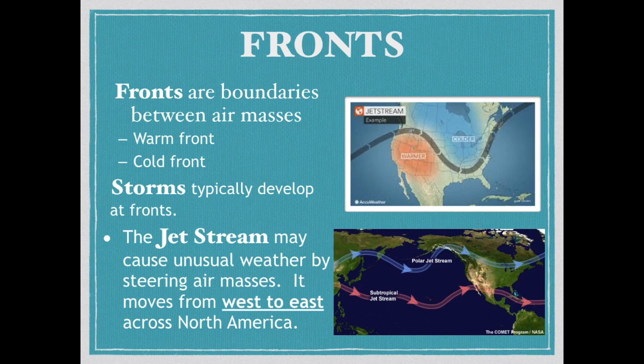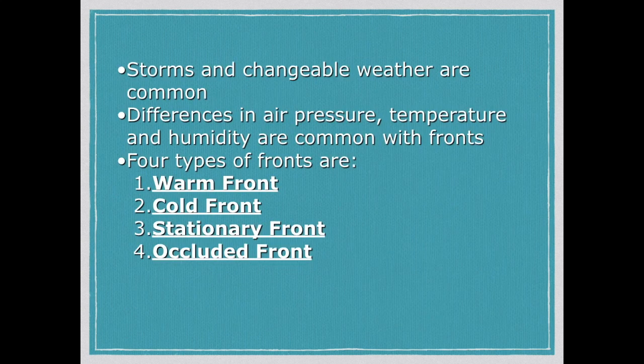Now, storms usually develop at a front when warm and cold hit. Now, the jet stream. This we learned already that the jet stream primarily is at the stratosphere, and the jet stream usually moves across the United States from the west to the east. Okay, there can be a polar and also a subtropical jet stream. Now we're going to talk about the four fronts. There's the warm front, cold front, stationary front, and occluded front.